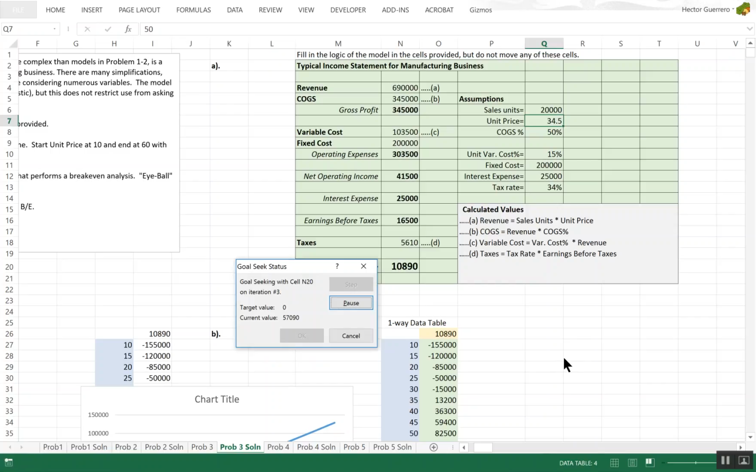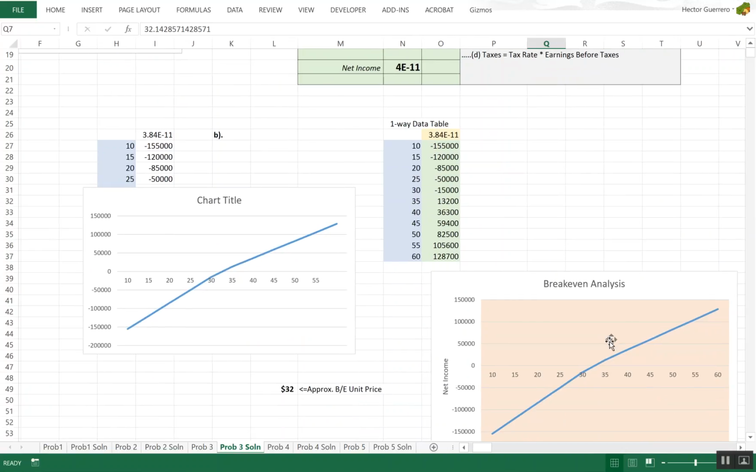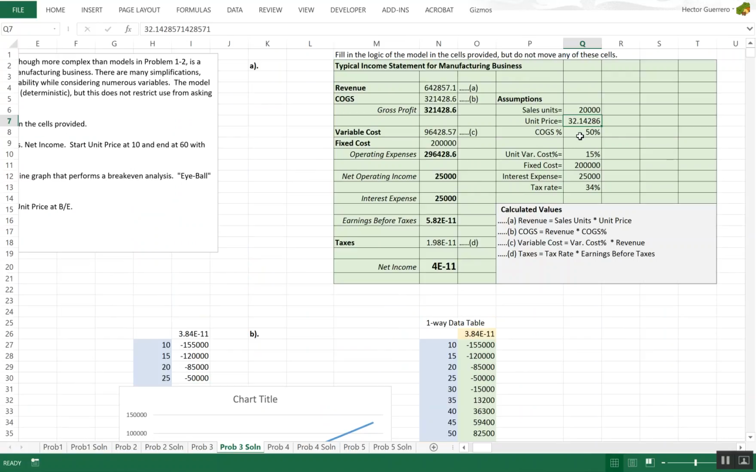And in a short period of time, it returns a value of $32.14 approximately. This value here. So we were pretty close in the analysis. Here's the value that returns a 0, essentially 0. This is a 4 with 10 zeros in front of it, which is a very, very small number, essentially 0. So there you have it. That's problem 3.